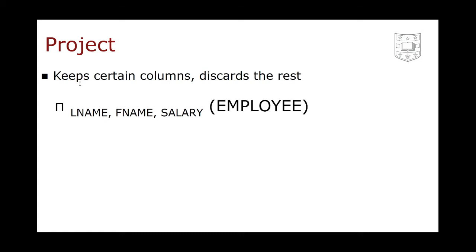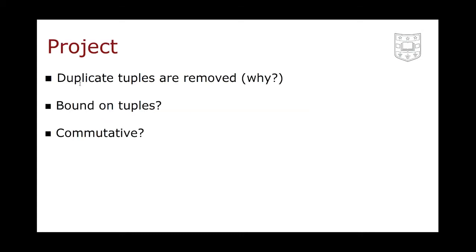Let's talk about some properties of the project statement. Here's one important one. Duplicate tuples are going to get removed. How would this happen? How would I have duplicate tuples in my result? What would I need to do to get duplicate tuples in my result? I'm doing a projection here, right? So assuming that my starting relation has no duplicates, how could I perform a projection that then would have duplicates in it? What would I have to do?